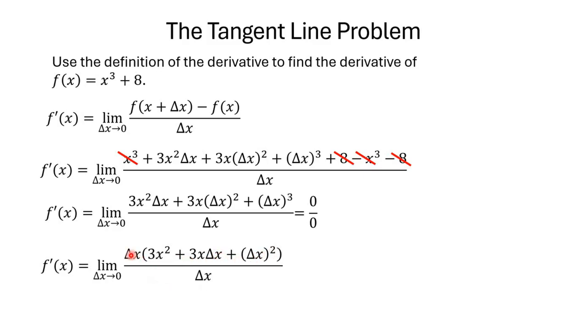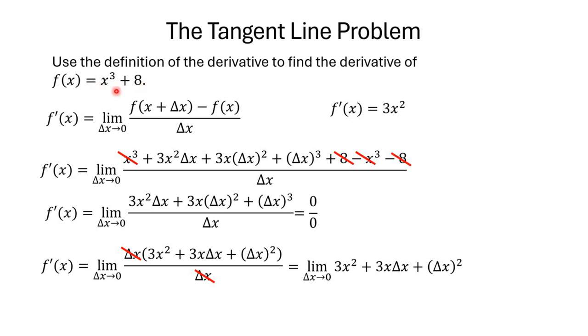Then I can cancel the delta x on the top and the bottom. So I have a factor of delta x on top, a factor of delta x on the bottom. I can cancel them out, leaving me with the limit as delta x approaches 0 of 3x squared plus 3x delta x plus delta x squared. In this situation, direct substitution leaves me with just f prime of x is equal to 3x squared.